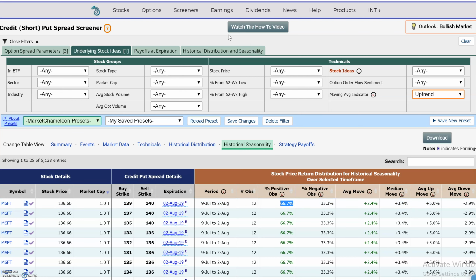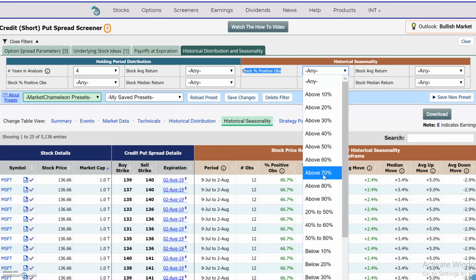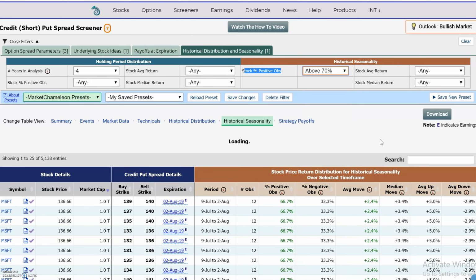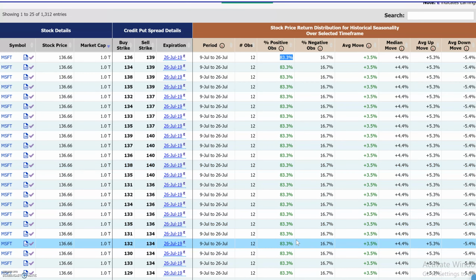So let's first filter that out, and we're going to look for stocks that had strong seasonality. I'm going to look for above a 70% win rate, meaning over 70% of the time historically, between now and expiration, during that hold period, the stock was up or positive more than 70% of the time. So we can see here it started filtering these out for us.